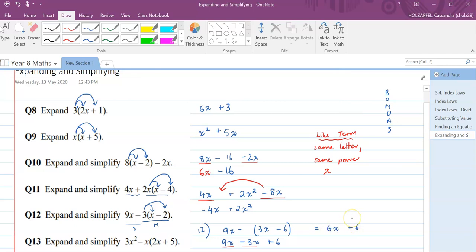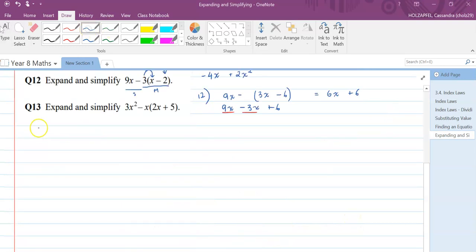Okay, one more question. So question 13, expand and simplify 3x squared minus x bracket 2x plus 5. And again, we are just going to do the multiplication part first because we're going to follow BOMDAS. We're going to leave the subtraction part until afterwards. So we're going to leave the 3x squared minus bit for the minute.